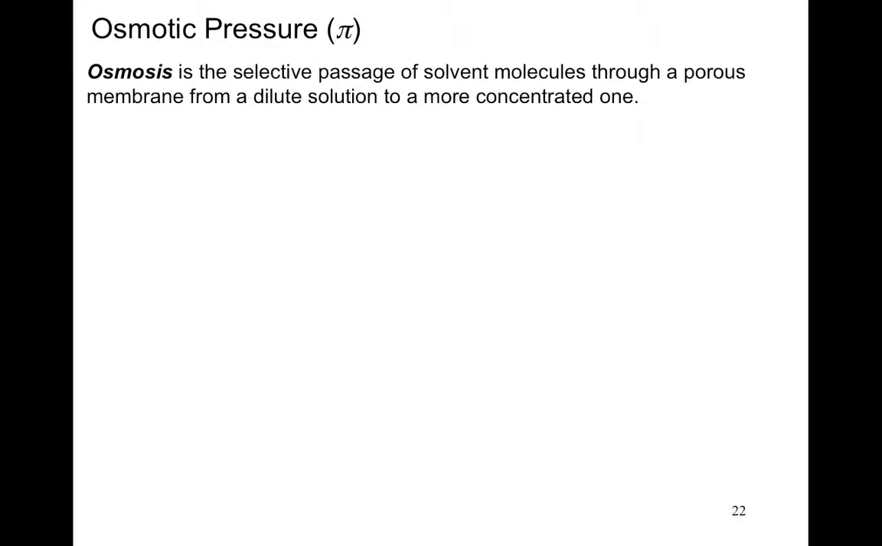Welcome back for our last set of notes for chapter 12 here. We left off last time at osmotic pressure, but didn't really start to talk about it much. We use the symbol pi to denote osmotic pressure.